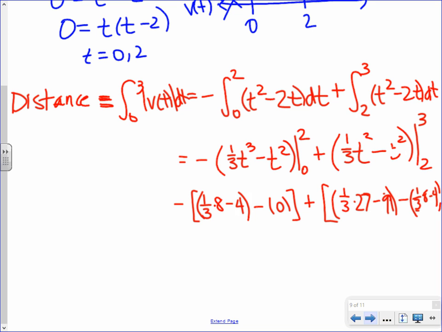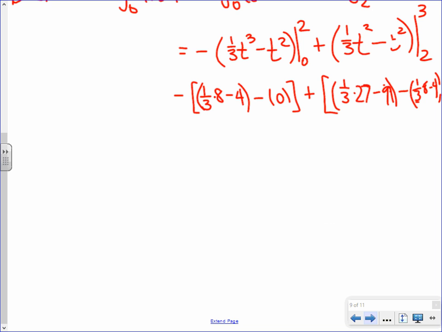All right, what's 8/3 minus 4? 4/3. Negative 4/3? And so that negative out in front is going to turn that to be positive, right? And then over here, this goes to 0, correct? And then we have minus negative 4/3.